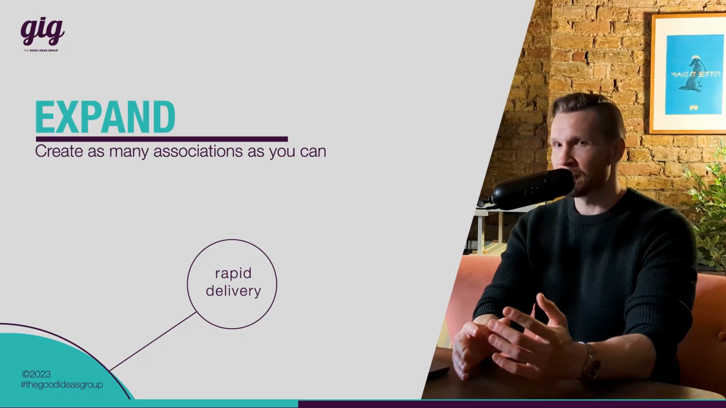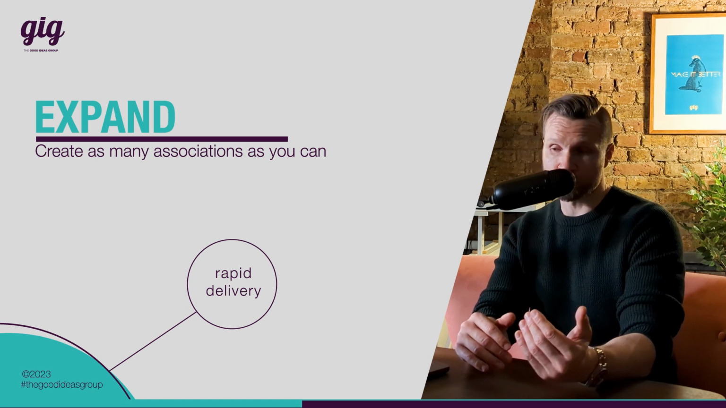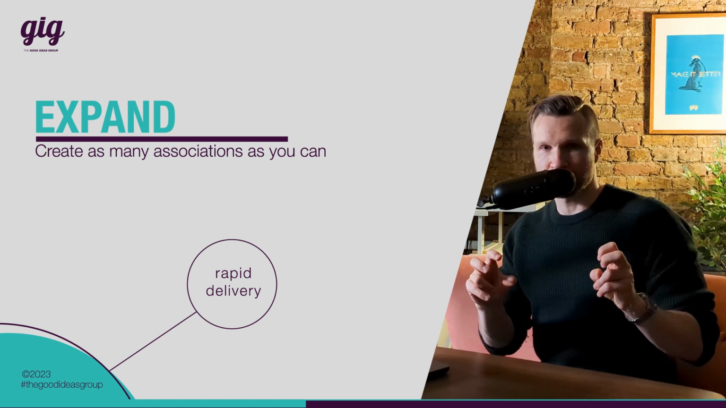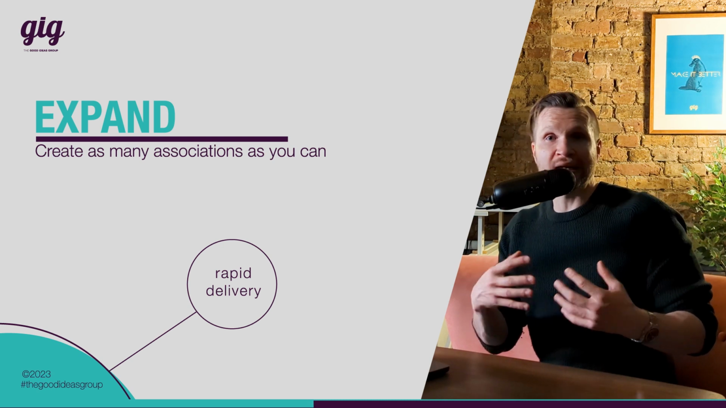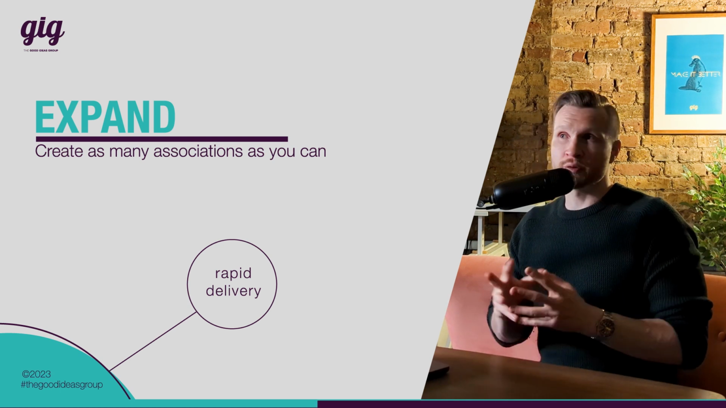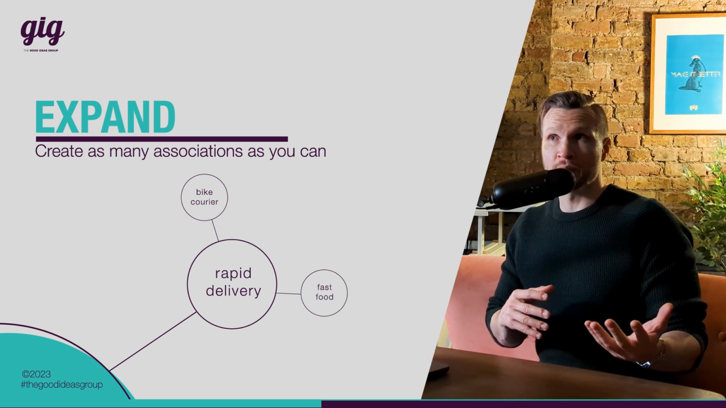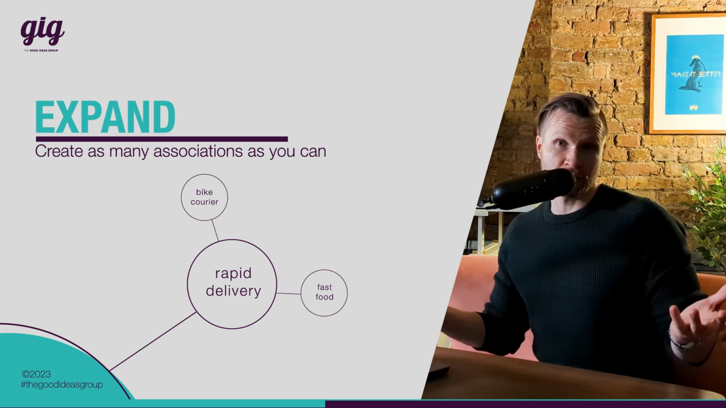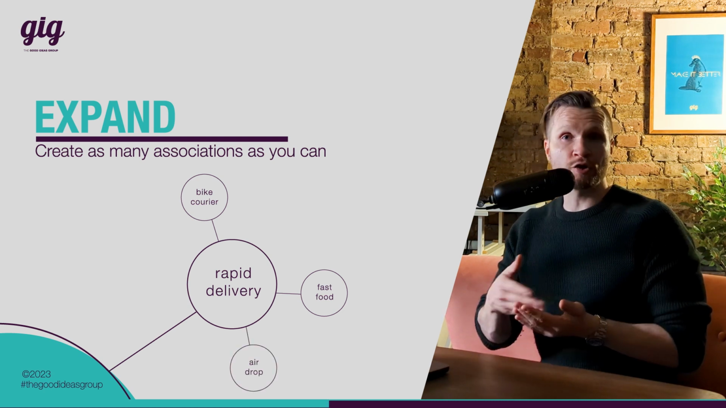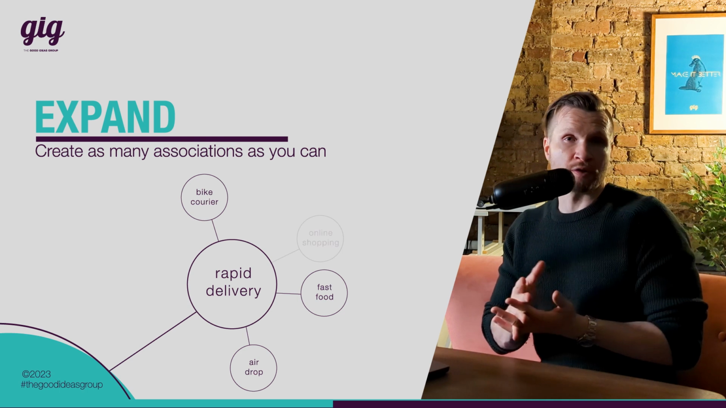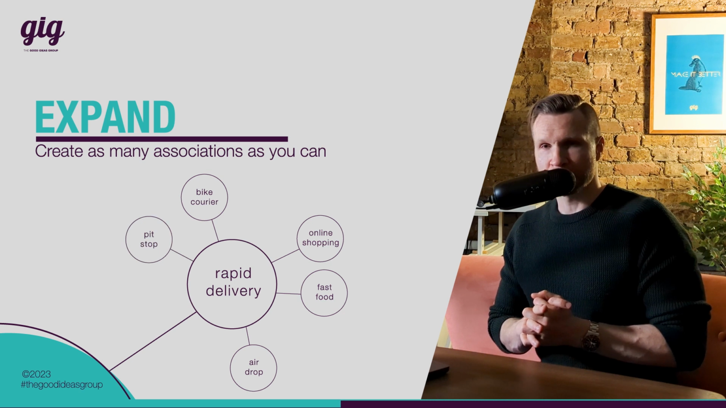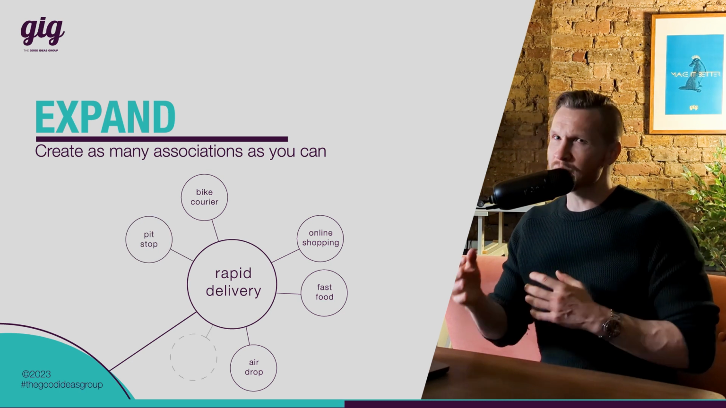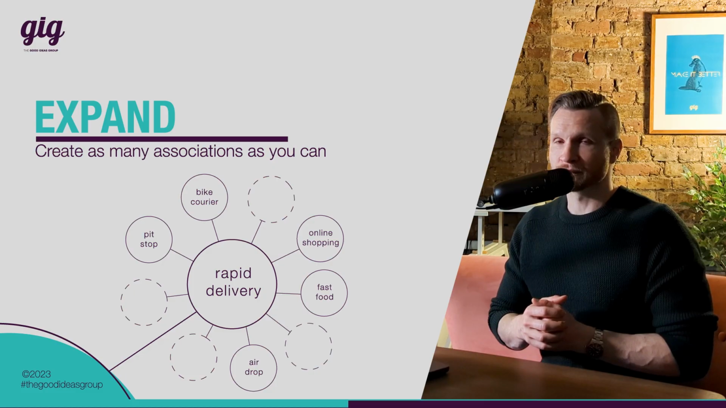For example, here, one of the features we've selected for a product is rapid delivery. So now, you could start to think of new word associations around the idea of rapid delivery. This could be a bike courier, or fast food service. Maybe airdrop on your phone, Amazon, online shopping, or maybe a racing car pit stop. That's pretty rapid. Come up with as many of these as you can. Now here's an interesting observation to note.